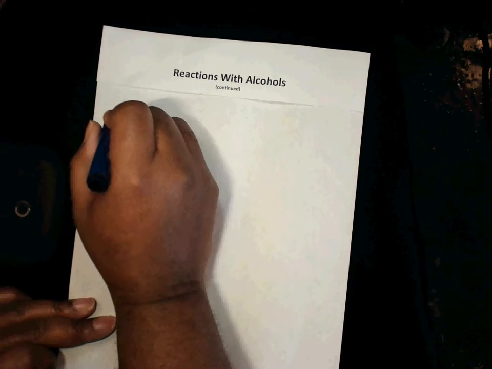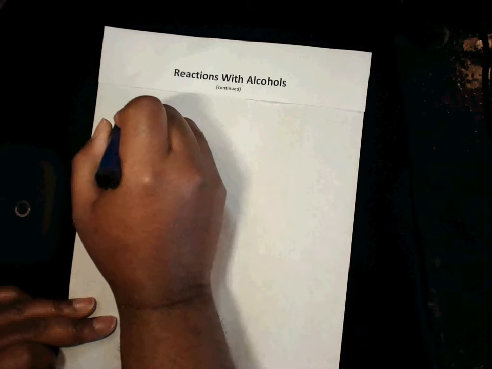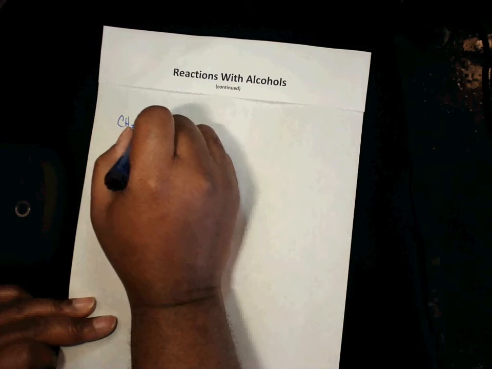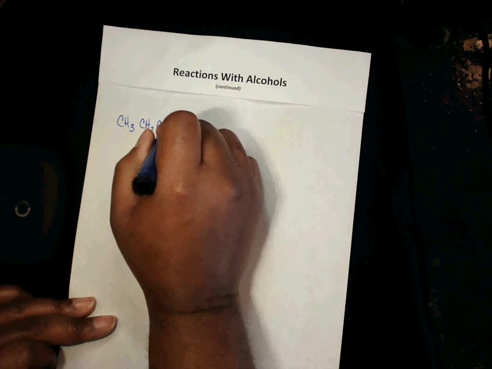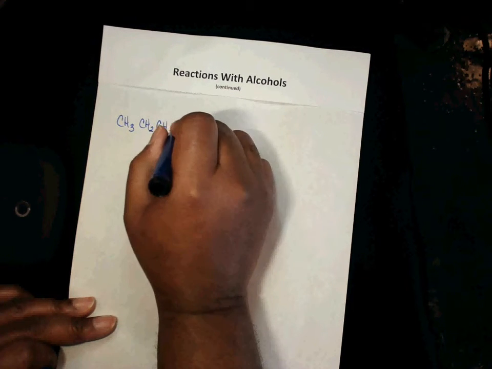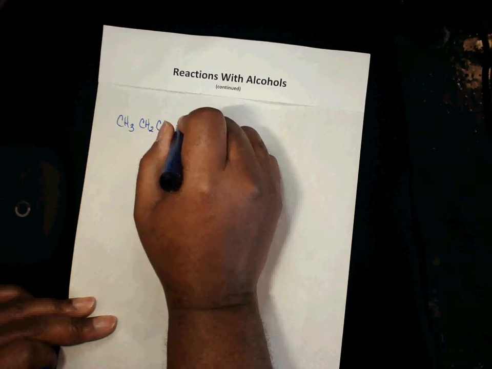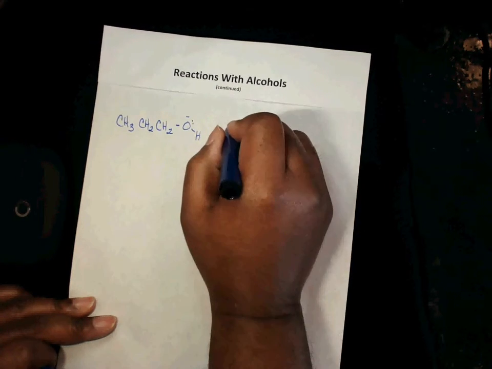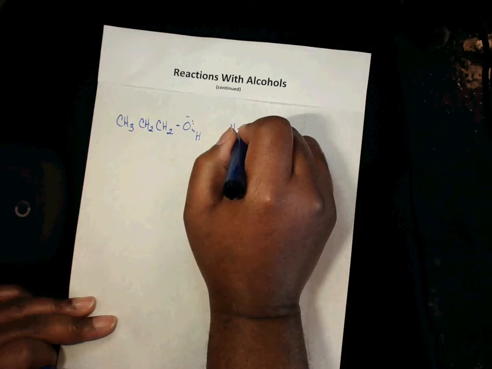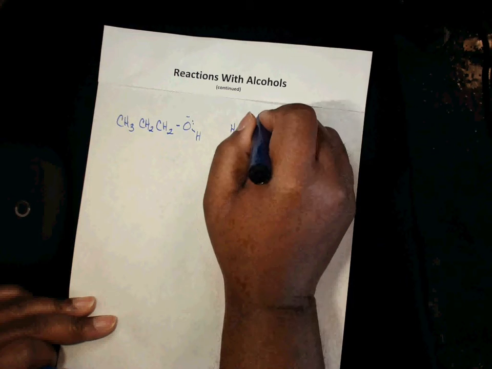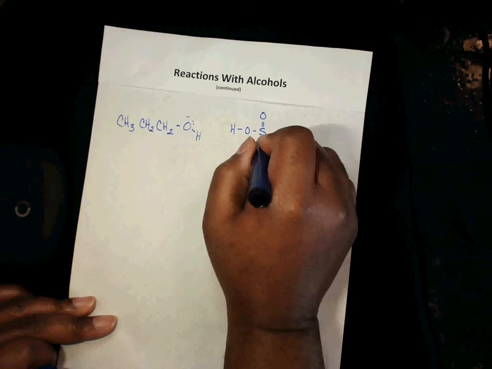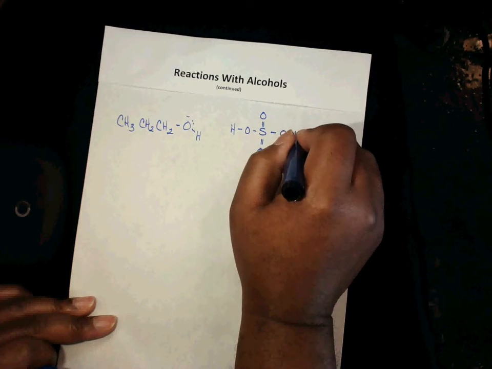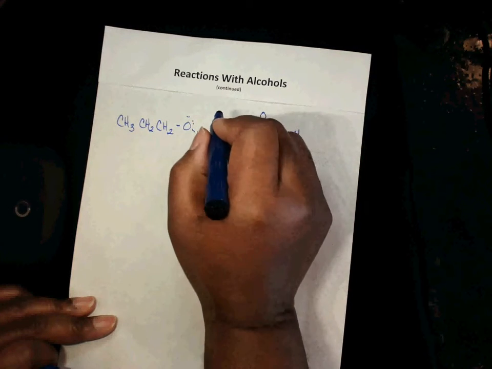Okay guys, we're going to finish our discussion on reactions with alcohols. And when we last met, we were talking about the reaction of an alcohol, in our example here, n-propanol, with sulfuric acid. Now, we said that depending on the temperature of the sulfuric acid, we may get something completely unexpected.